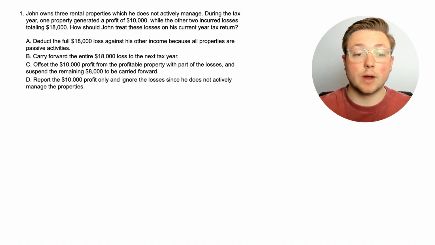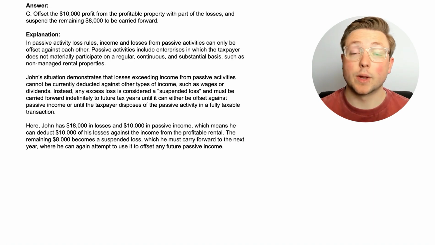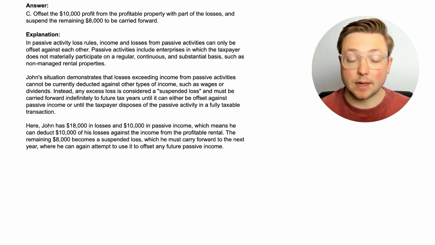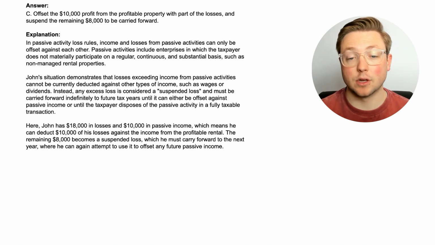Okay, so if you don't have the background of looking at the passive activity rules and loss limitations in the previous video, you might not know very much about how passive losses work. So let's dive straight into the answer for this one so that we can get a background to set the stage for the rest of the video. The answer is that he can offset $10,000 of profit from the profitable property with part of the losses, and he has to suspend the remaining $8,000 to be carried forward.